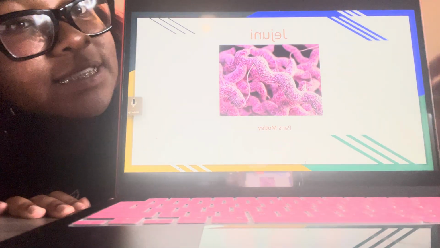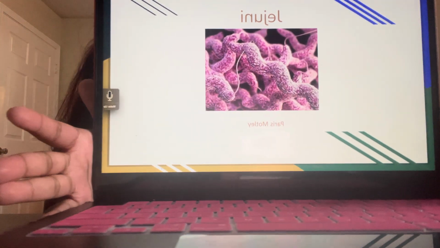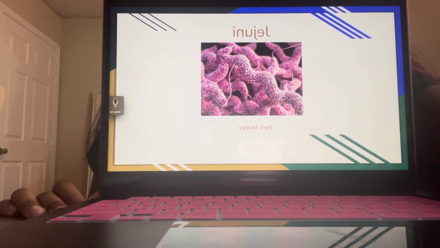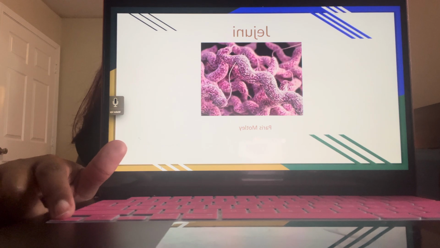My pathogen is named Jejuni, and this is by Piers Motley. I apologize in advance. I'm going to butcher some of these names.